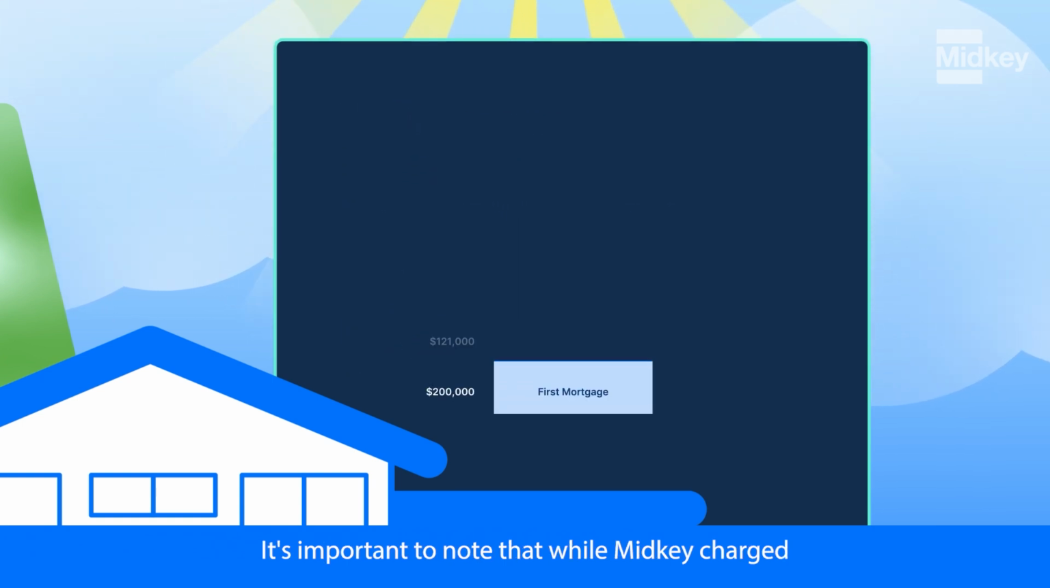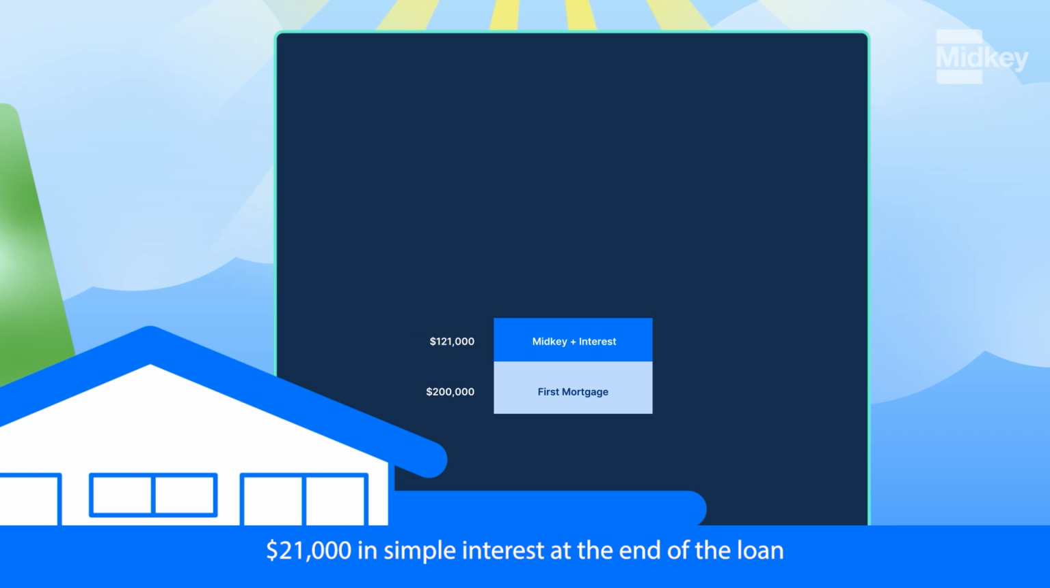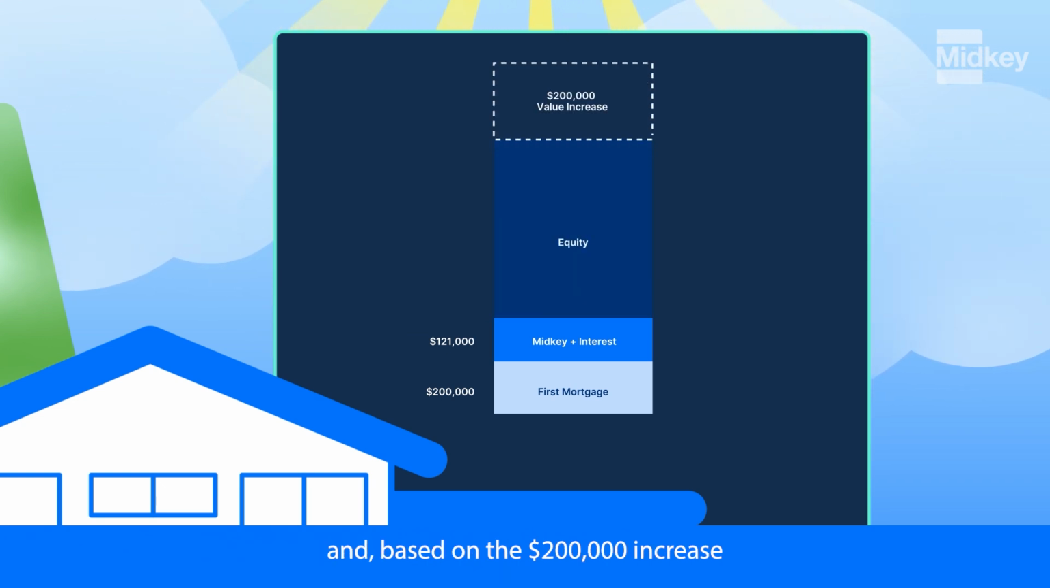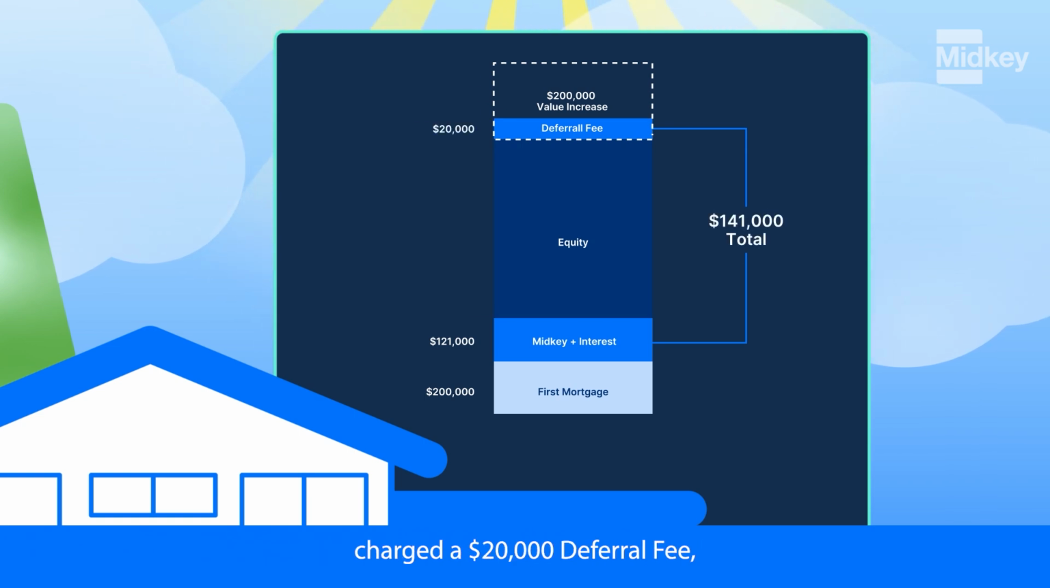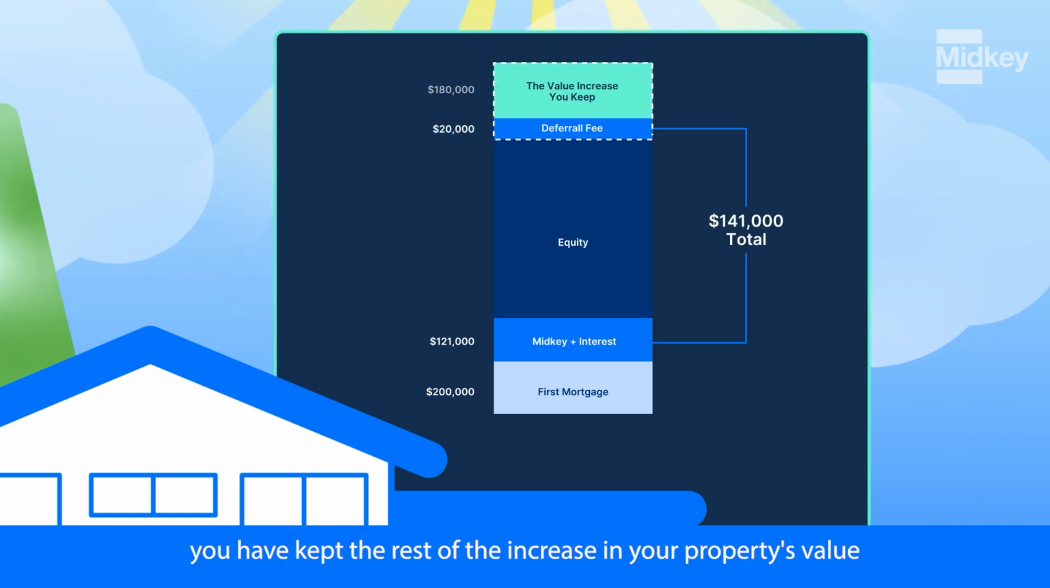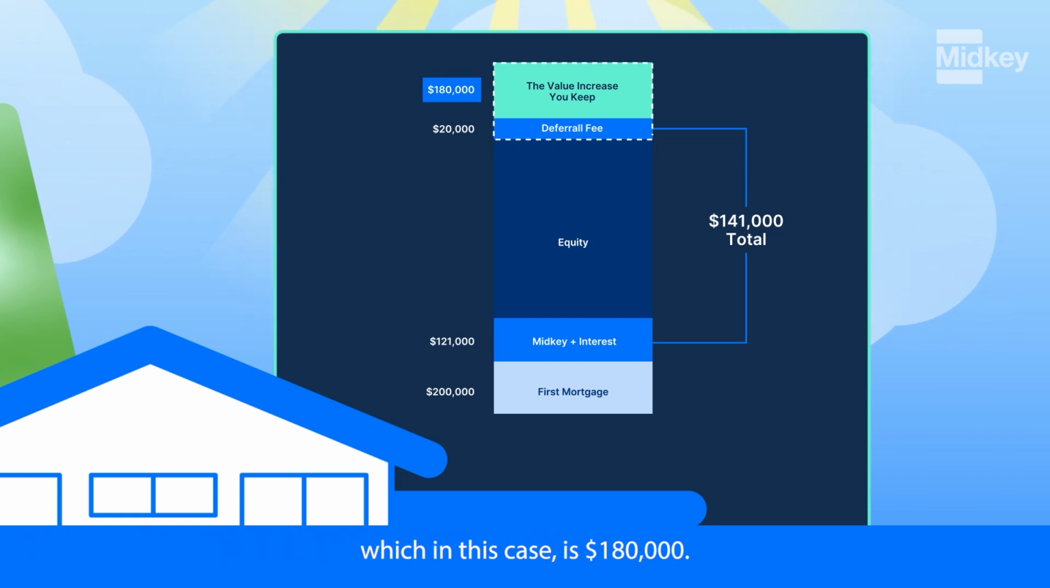It's important to note that while Midkey charged $21,000 in simple interest at the end of the loan, and based on the $200,000 increase in the value of the property during that time, charged a $20,000 deferral fee, you have kept the rest of the increase in your property's value, which in this case is $180,000.